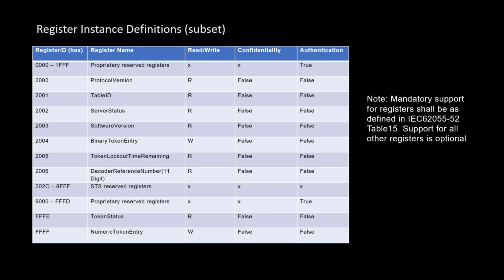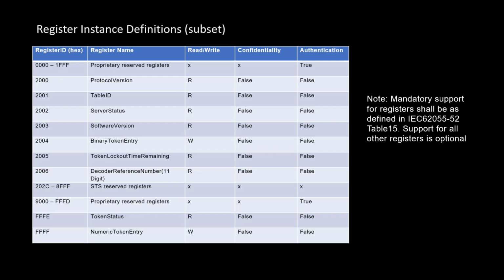In this case, authentication is required. All the others are not required. And then you have FFFE, which is the token status. That's a read register, and that'll give you the status of the last token entered. And then you can read whether it was authentic or not, etc. And then FFFF, which is the numeric token entry.